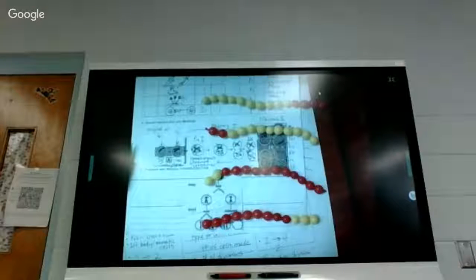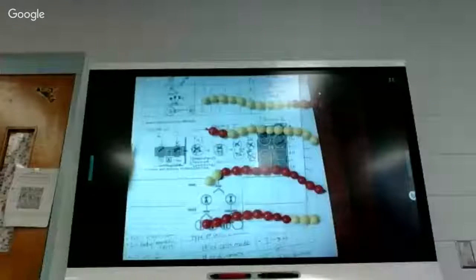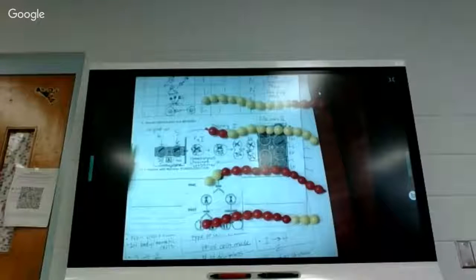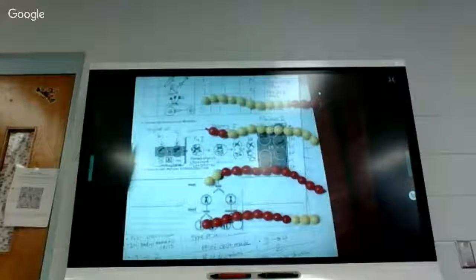Does that kind of make sense? What crossing over is like? So that's why everybody's a little different. Your sperm and egg can never be the exact same from each other.